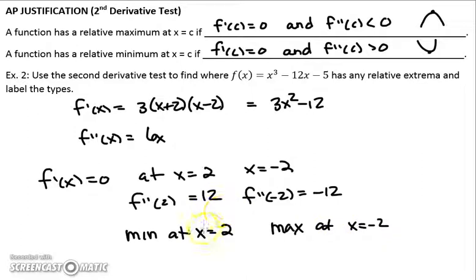Now notice that we can stop here at the x values by looking at the question. It says where does the function have any max and mins, not what are the max and mins. So where is the x value, so we can stop here at x equals 2 and x equals negative 2.